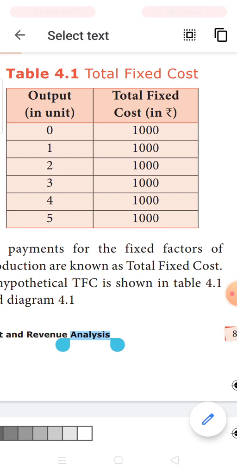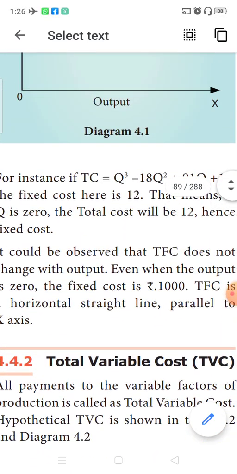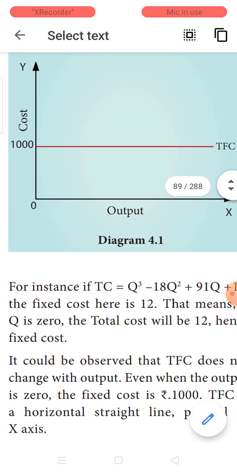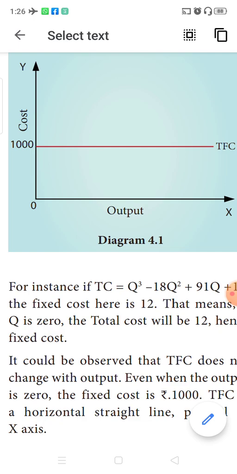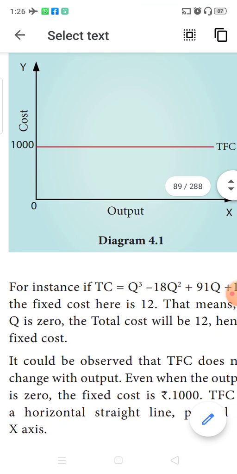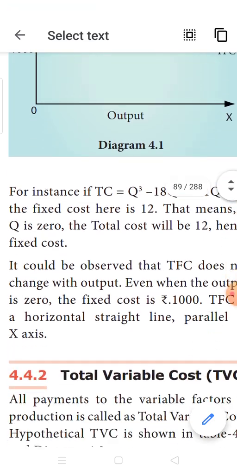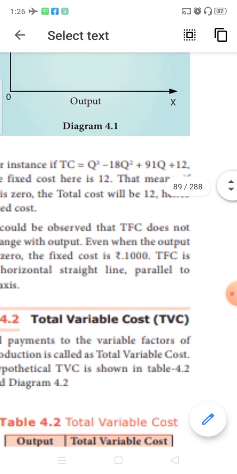Now we can take these two parameters on the x-axis and y-axis. On the x-axis we can take output, and on the y-axis we can take the total fixed cost. By taking these two variables on these two axes, when you draw a line, the curve will be a horizontal curve which is parallel to the x-axis, which means at any point of output the cost remains the same 1000 rupees. Now just let us understand this small expression.